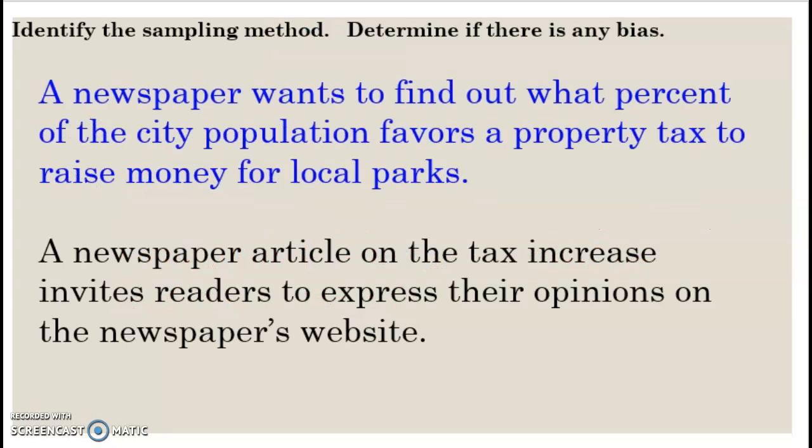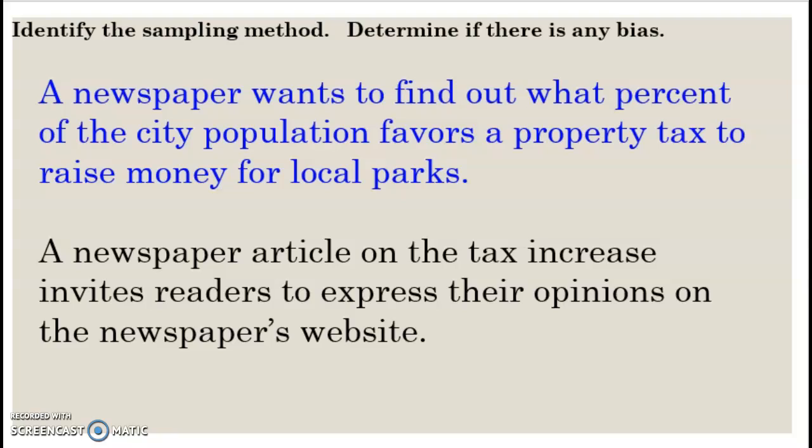A newspaper wants to find out what percent of the city population favors a property tax to raise money for local parks. A newspaper article on the tax increase invites readers to express their opinions on the newspaper's website. This is a self-selected sample because people just choose to respond if they want to.